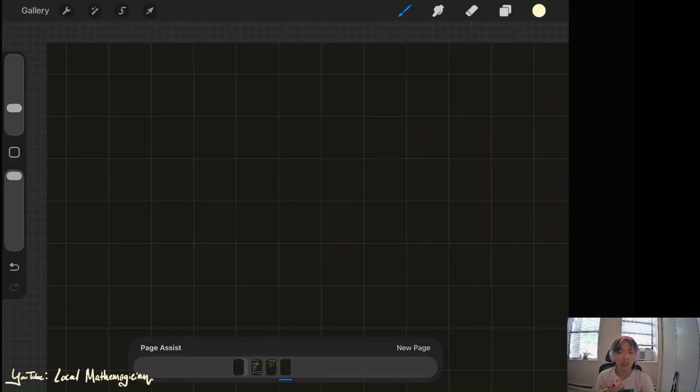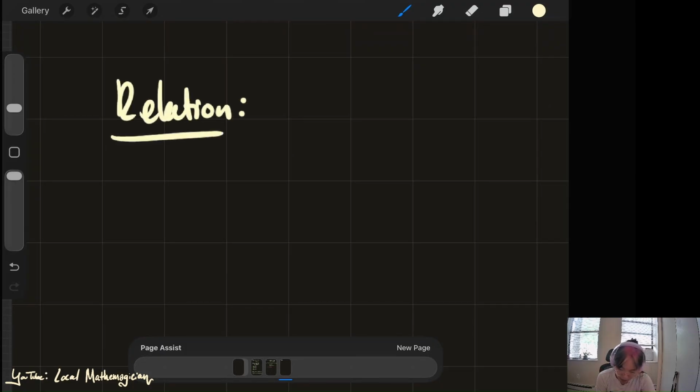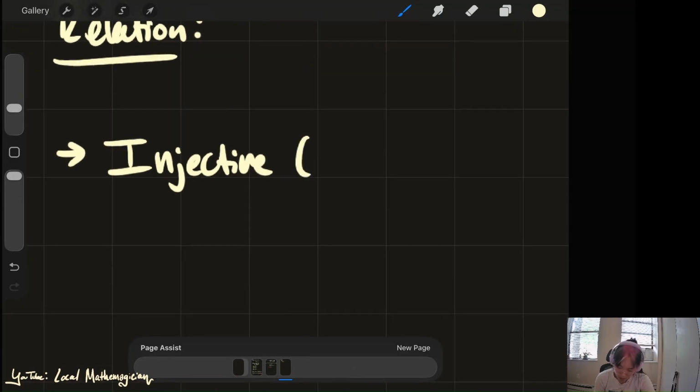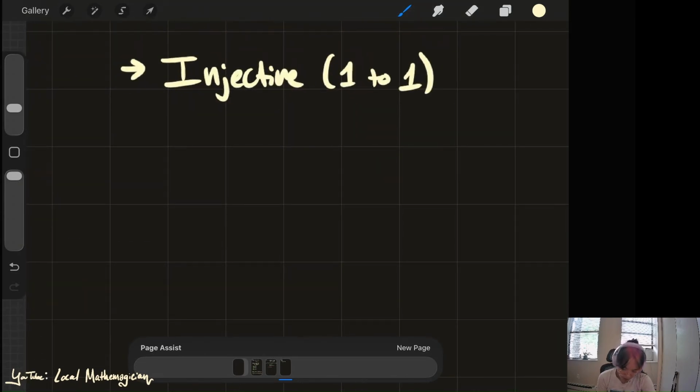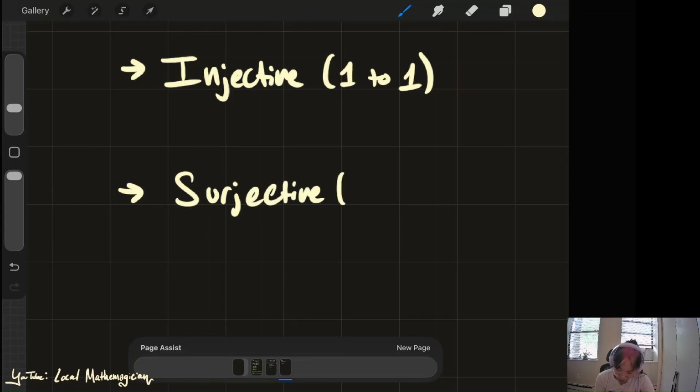Now let's talk about relations, different kinds, all that good stuff. A relation can have some of the following properties. It can be injective, which means one-to-one. We'll get to what that means in a bit. And it can be surjective, or onto. Let's talk about what that means.